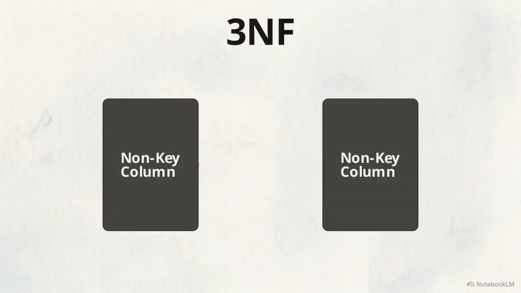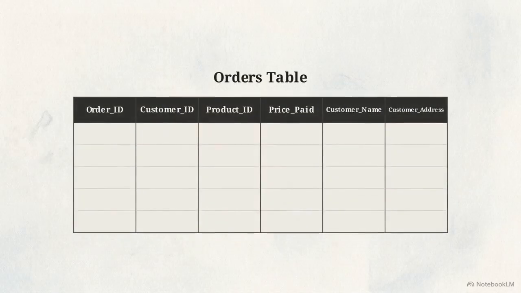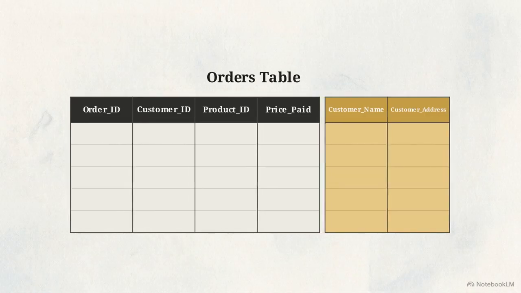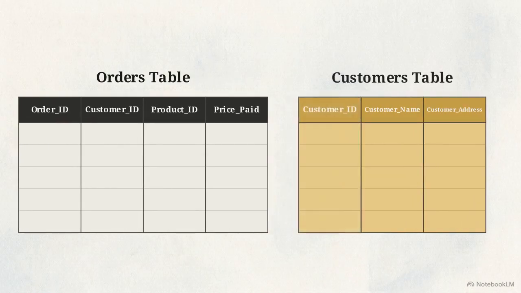Third normal form deals with transitive dependencies. The rule is that a non-key column cannot depend on another non-key column. Take a look at what remains in the orders table. Which columns cause an anomaly if a client moves? The customer name and address depend on the customer ID, not order ID. They break away to form an isolated customers table.